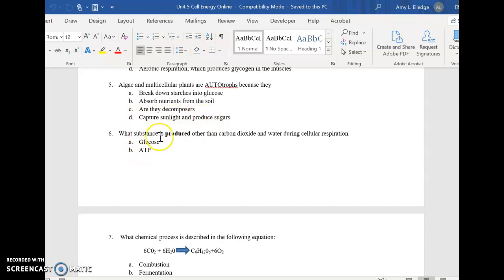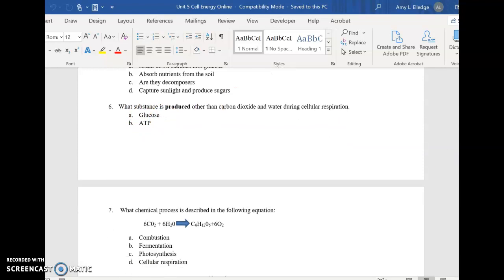Okay. Which substance is produced other than carbon dioxide and water during cellular respiration? So this is what comes out of your face. So when you breathe out after you eat, right? You take in your sugar, you breathe in oxygen, you breathe out carbon dioxide and water, and then what's the point of eating all that sugar to begin with? Energy. All right, so you release ATP. Hopefully you know you don't spit out sugar or make sugar. None of you are that sweet, okay?